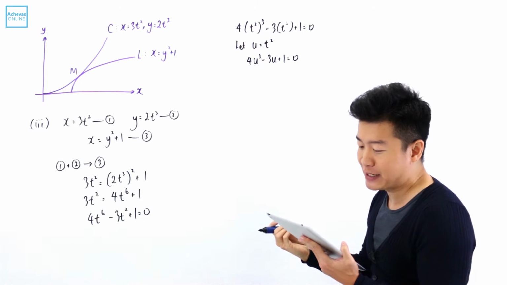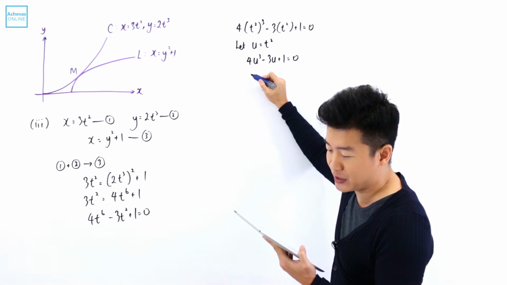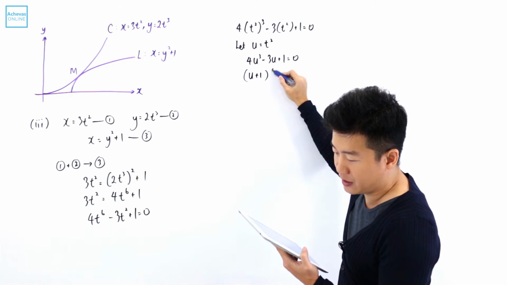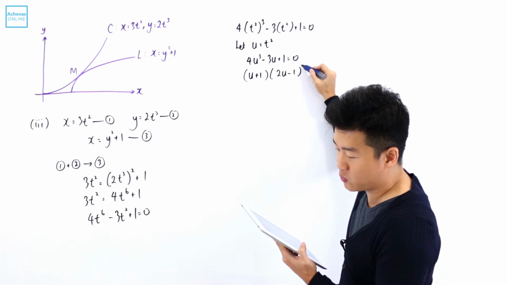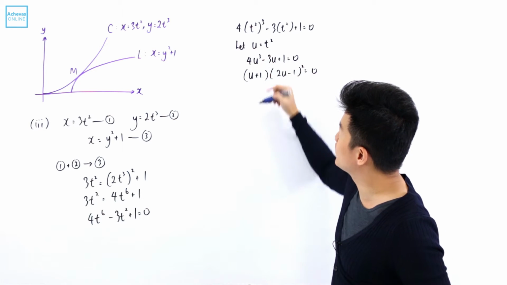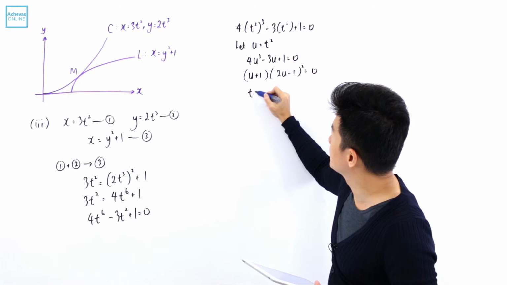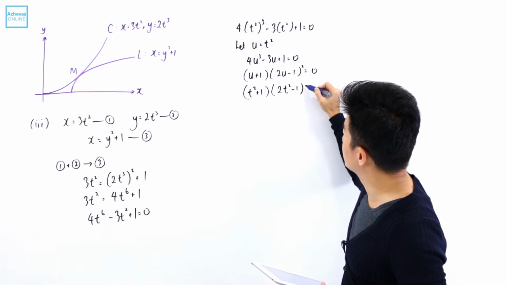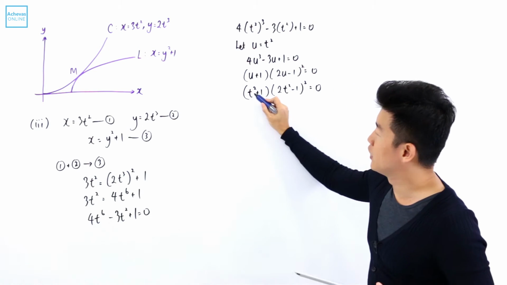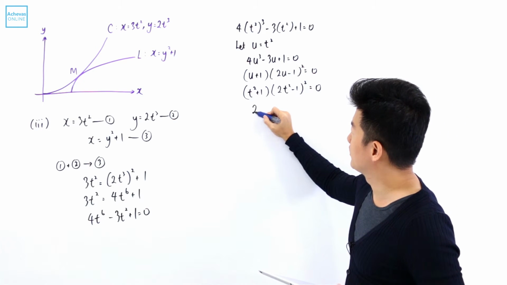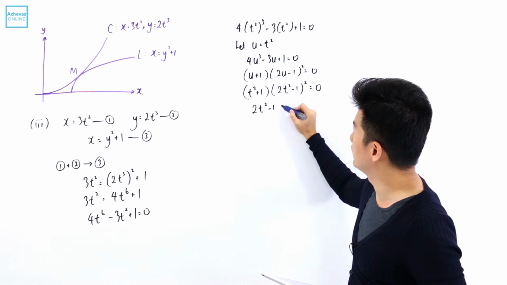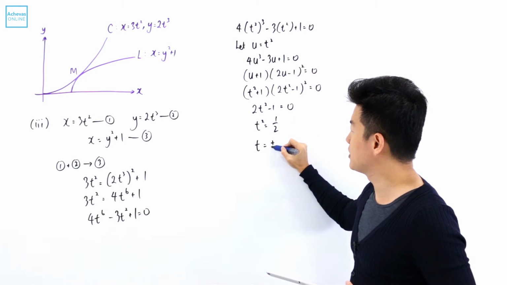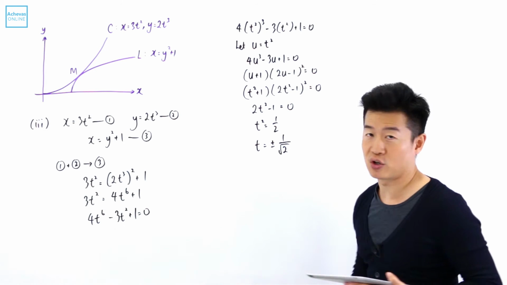From my calculator, solving for the roots of this equation is going to help me get the factors. The factors are going to be u plus 1 and 2u minus 1 squared is equal to 0, which means that since u is equal to t squared, I'm going to have t squared plus 1 and 2t squared minus 1 squared is equal to 0. This is always going to be positive, so what I'm going to be left with is 2t squared minus 1 equal to 0. So t squared is going to be 1 over 2, and t is going to be plus or minus 1 over square root of 2.